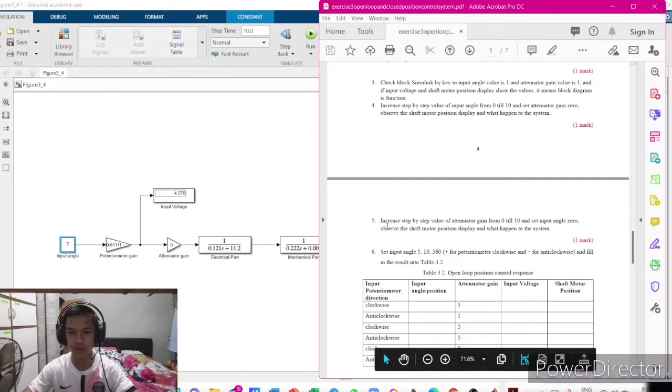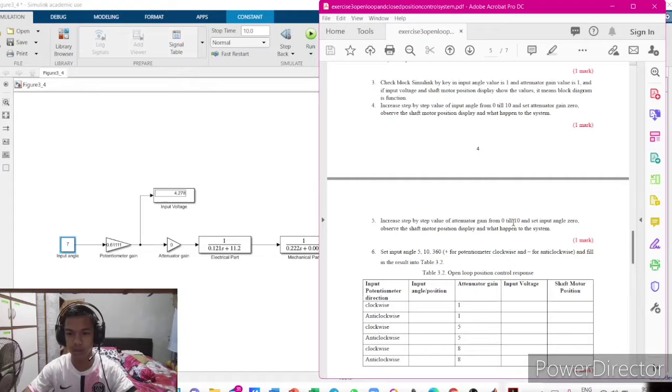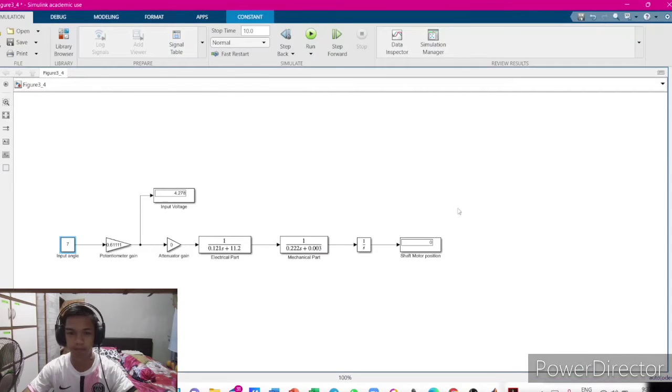For question 5, increase step by step the value of attenuator gain from 0 till 10 and set input angle to 0. Then observe the shaft motor position display and what happened to the system. So we need to set the input angle to 0. The attenuator gain we increase step by step from 0 till 10. And we see the result. The input voltage is 0, shaft motor position 0.